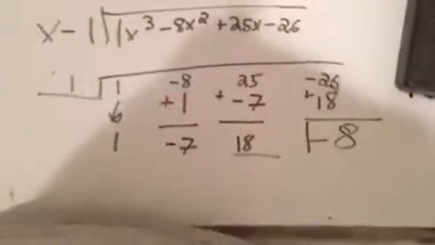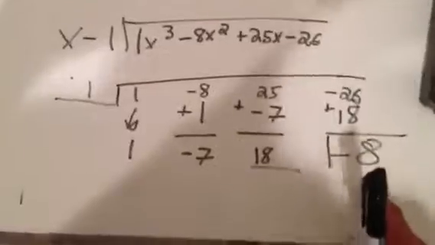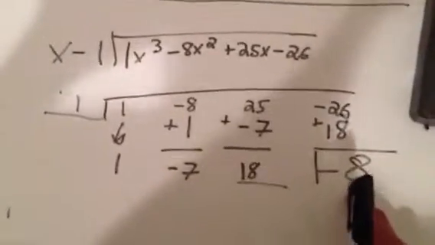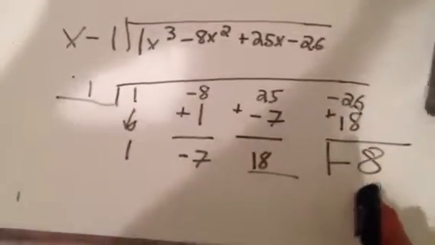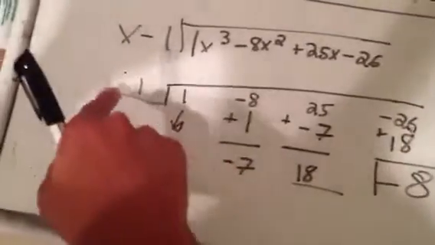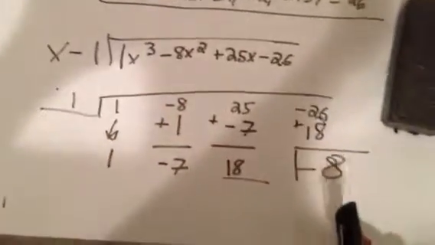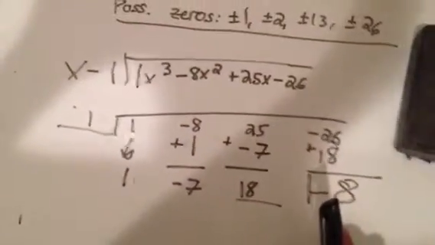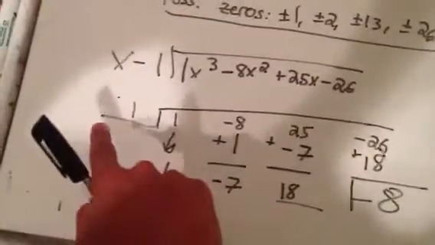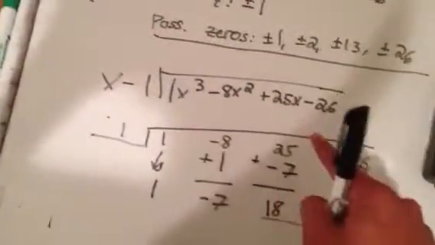Now here's the deal with synthetic division. Your goal is to get this number to equal 0. If this number does not equal 0, that means that this 0 right here is not, I repeat, not a 0 of this function. So the remainder here is negative 8, which means that 1 is clearly not a 0 of this function.